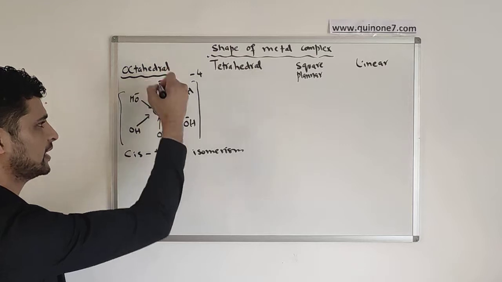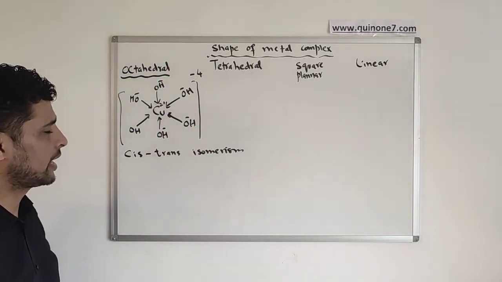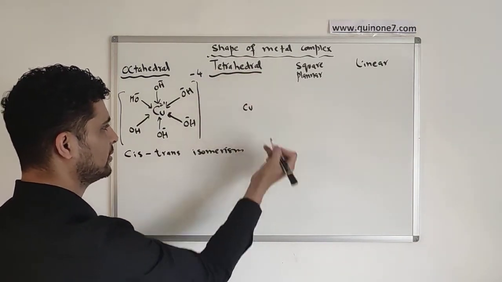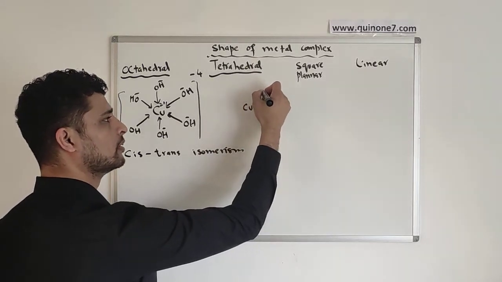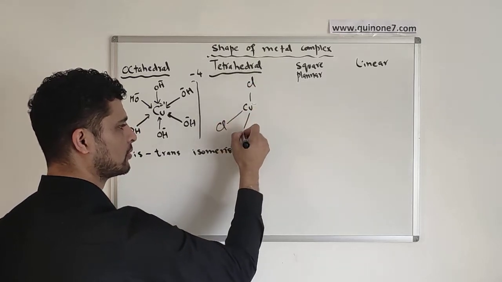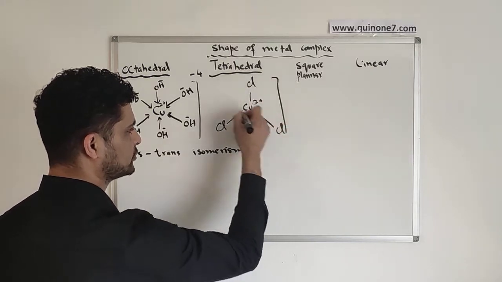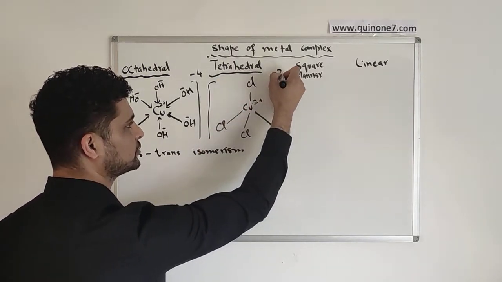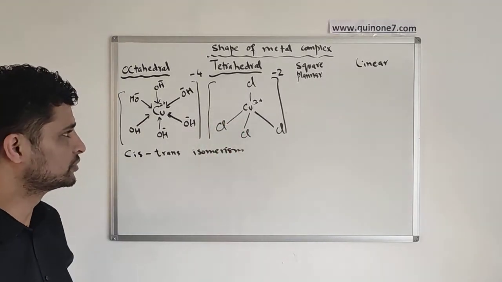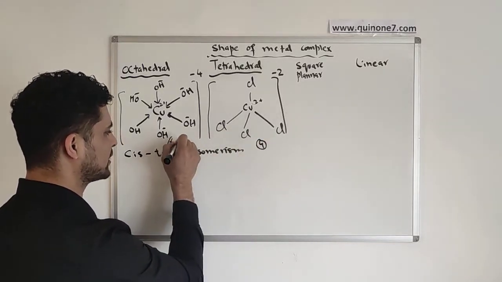Now based on that, the structure will be straightforward. It's an octahedral structure, and we will look at the tetrahedral next. Now if you again have copper and you have chloride. Now copper is 2+, so the overall charge is going to be -2. Copper is +2, each chloride is -1, so altogether it's a -2 charge on the complex. The coordination number here is 4, and here you have 6.